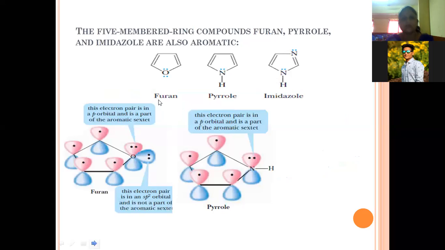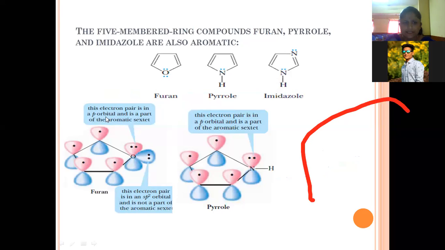Now some of the examples of the next compounds, that is furan, pyran, and imidazole, whether they are aromatic or not, that we are going to check. So these are 5-membered compounds, that is furan, this is the structure of furan, this is pyran, and this is imidazole. In case of furan, oxygen is a heteroatom in the 5-membered ring.